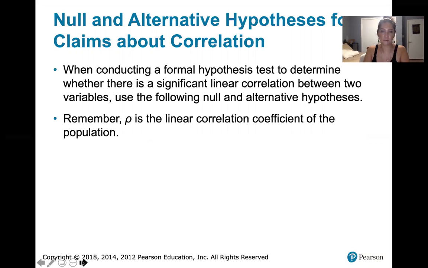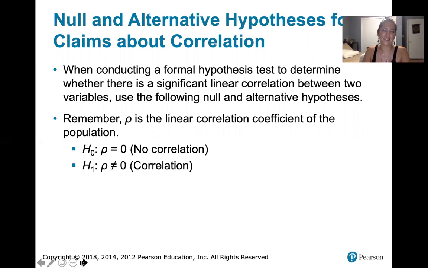So remember, rho is the linear correlation coefficient of the population. Our null hypothesis is always, in this book, in this class, that the linear correlation coefficient for the population is 0. So that's saying that there is no correlation between the two variables. Now, if we are saying there is a correlation between the two variables, that's the same as saying that rho is not equal to 0. So we have some non-zero correlation between the two variables.